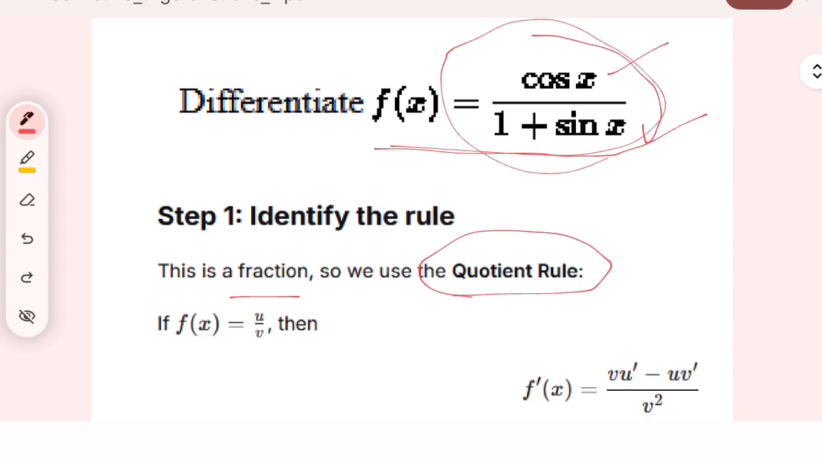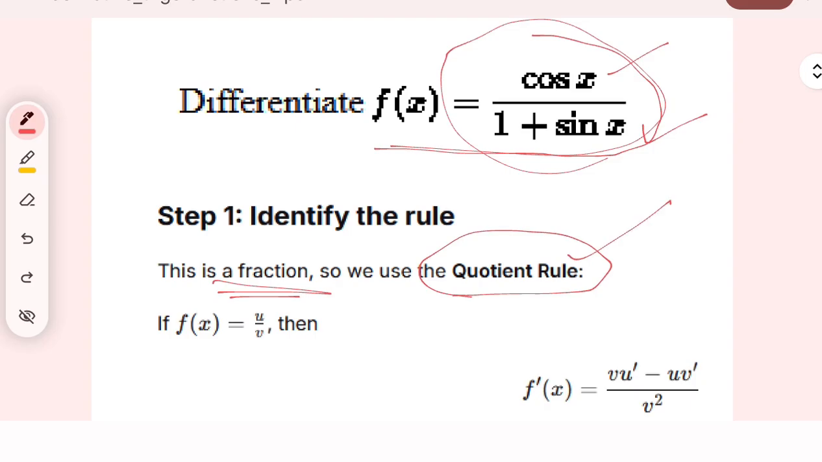If you want to review how we solve using the quotient rule, we also prepared previous videos for this. Just go through those videos on how to solve the derivative using the quotient rule. In this case, it's a fraction, which means it involves division, a numerator and a denominator, so we need to use the quotient rule.